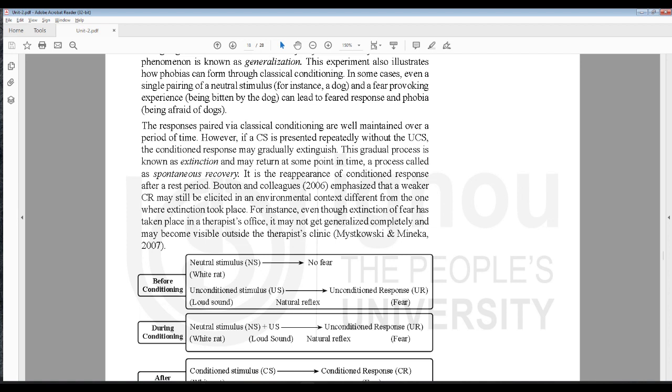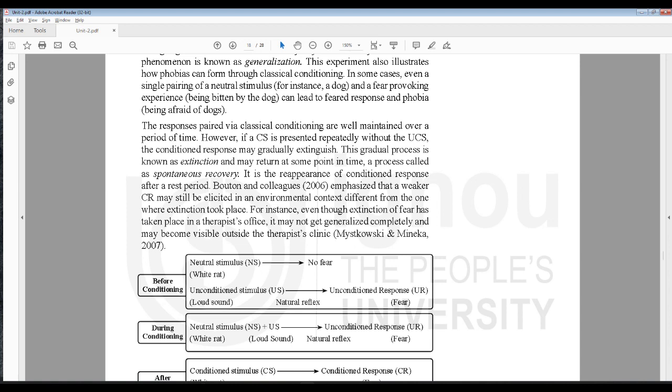The responses paired via classical conditioning are well maintained over a period of time. However, if a CS is presented repeatedly without the UCS, the conditioned response may gradually extinguish. This gradual process is known as extinction and may return at some point in time, a process called spontaneous recovery. It is the reappearance of conditioned response after a rest period.